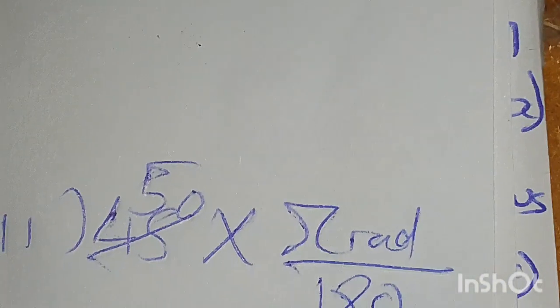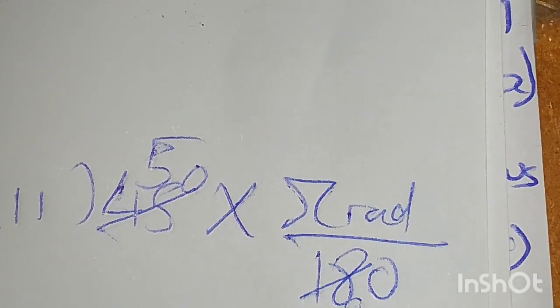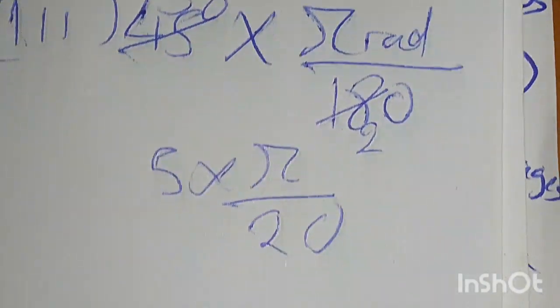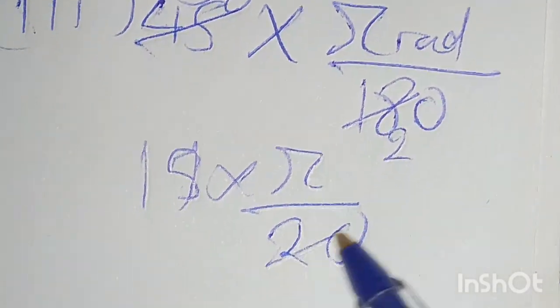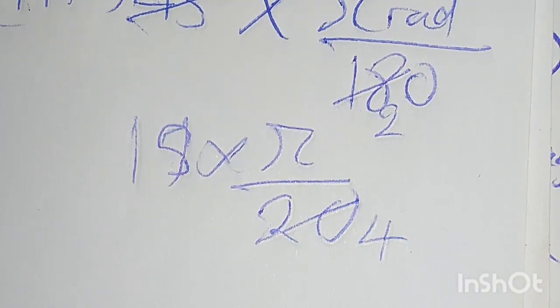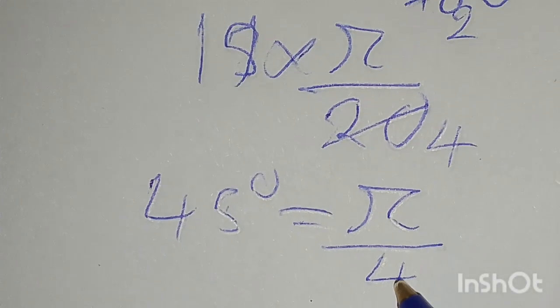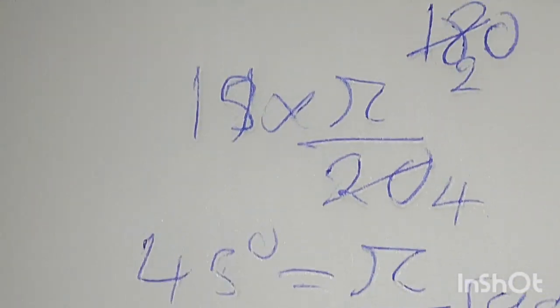Then 9 into 180. First of all, 9 into 18 is how many times? It's 2. So you have 2 here. So you have 5 times pi over 20. Then 5 can also go into what? Into 20. 5 into 5 it's 1, 5 into 20 it's 4. So you have 45 degrees, which is equal to pi over 4 radians. You are done here.